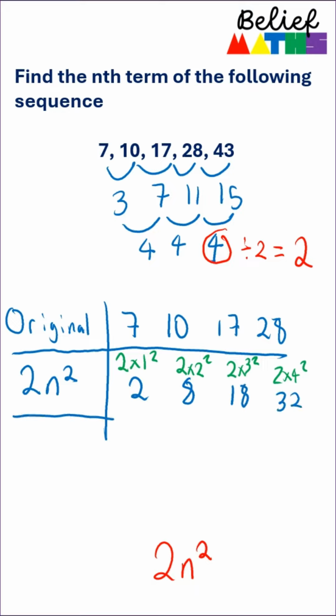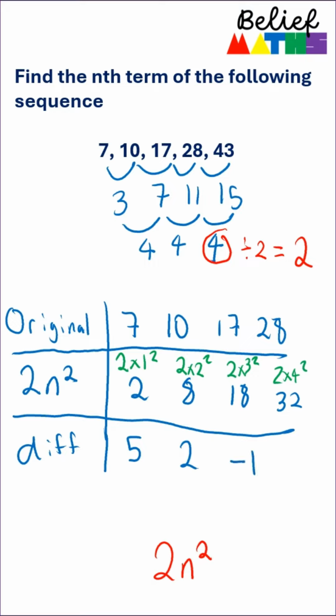The final thing we do now with these two sequences, we're going to find the difference between them. So we're going to find the difference between the original sequence and that second sequence we have. So we're doing 7 take away 2, which is 5, 10 take away 8, which is 2, 17 take away 18, which is negative 1, and 28 take away 32, which is negative 4. So we've now found this new sequence at the bottom.